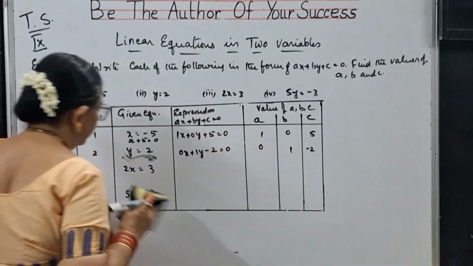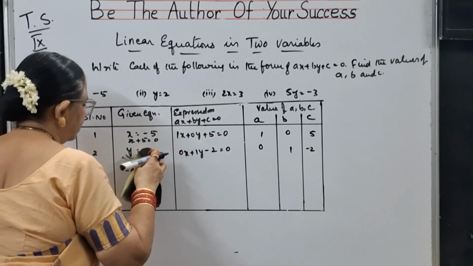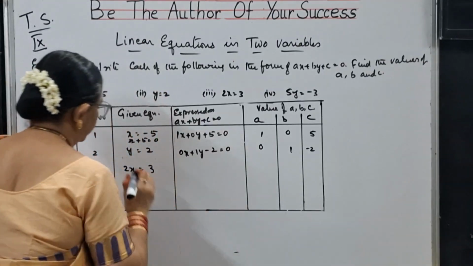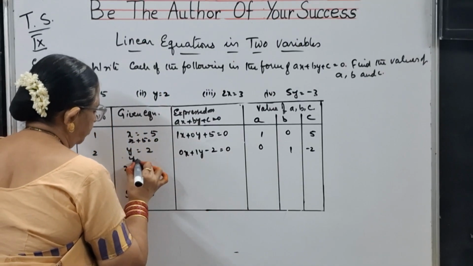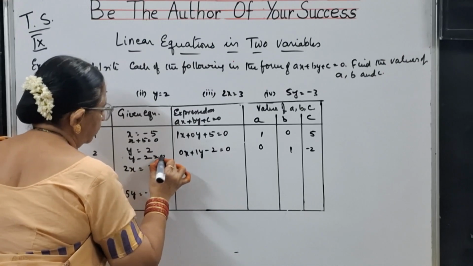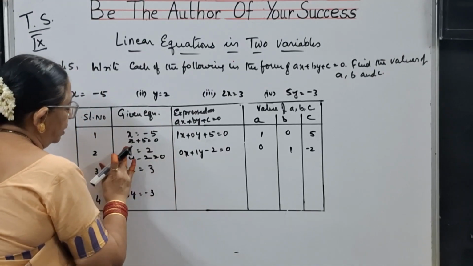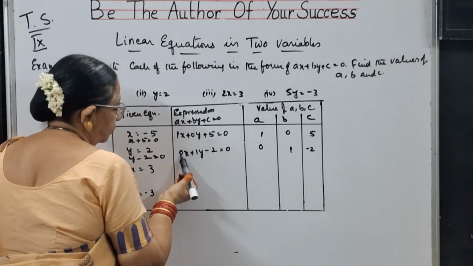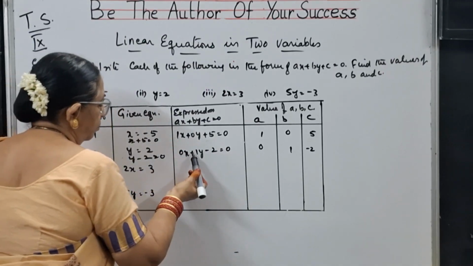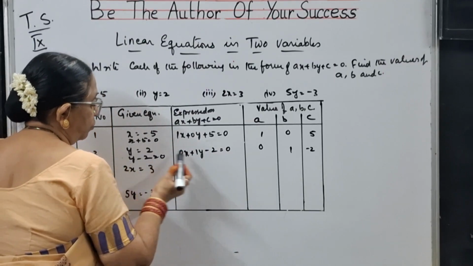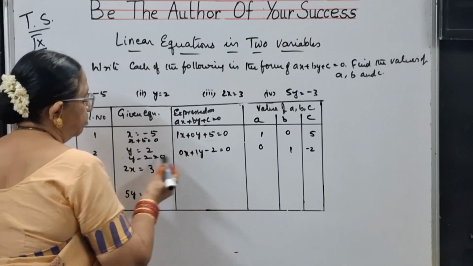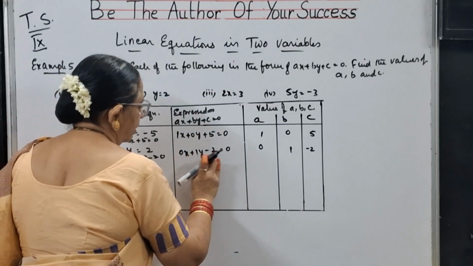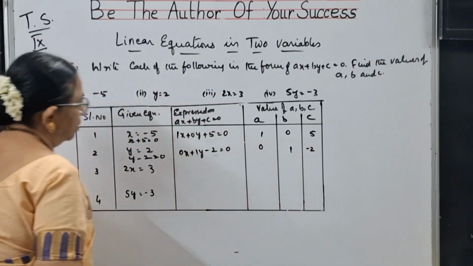So you will be writing it as y minus 2 is equal to 0. Here there is no x. Since there is no x, in the place of x, 0 is taken. 0 plus y, no coefficient means 1 they have taken, minus 2 is equal to 0. So a is 0, b is 1, and the constant term c is minus 2.